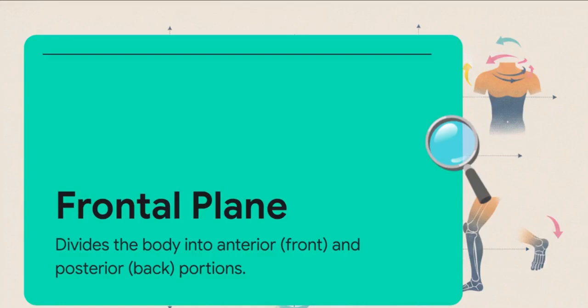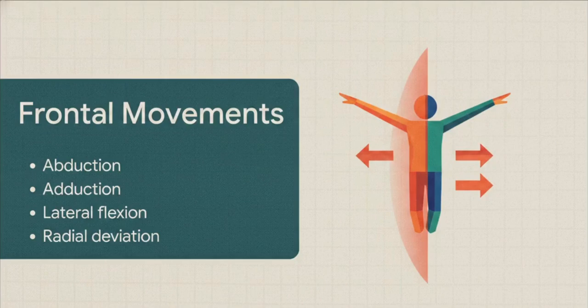Okay, let's move to our next plane and see how this builds. This is the frontal, or coronal, plane. This time around, the glass slices down sideways, separating your anterior, or front, portion from your posterior, or back, portion. Imagine you're standing flat between two really narrow walls in a hallway, and you can only move sideways. Side-to-side movement is the absolute star here.